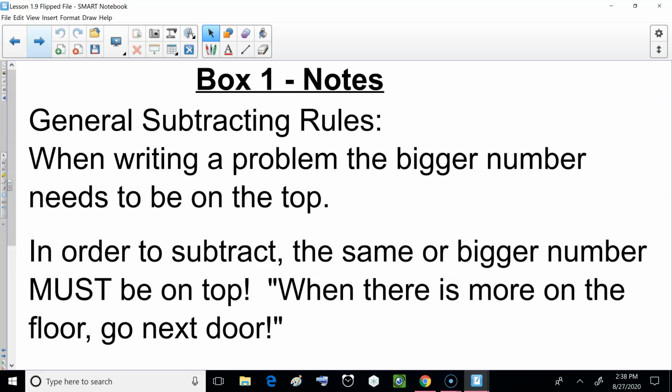There's a saying that you might hear us use: when there is more on the floor, go next door. So that means if there's a bigger number on the bottom than the top, then we have to go next door and ungroup some numbers to help us have more of that. So pause the video right now, write down this information, and we can go and look at solving some problems.